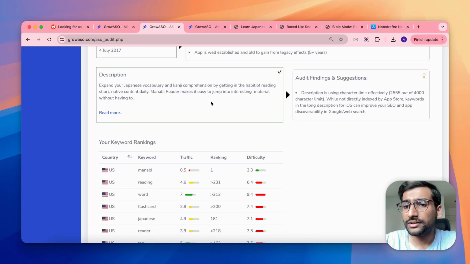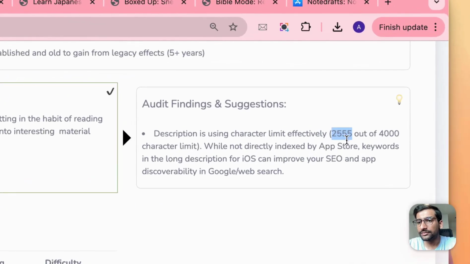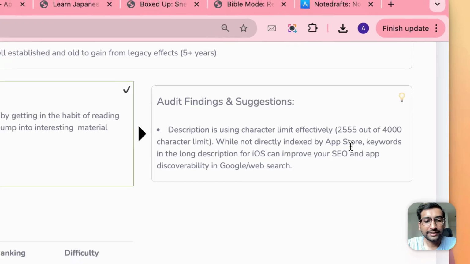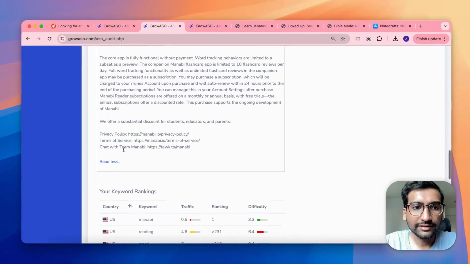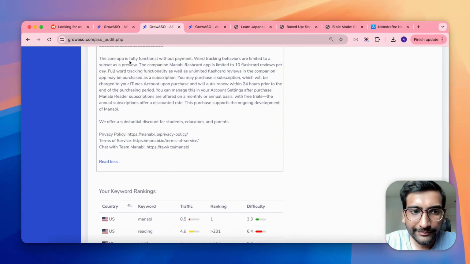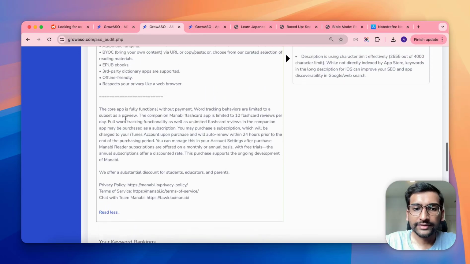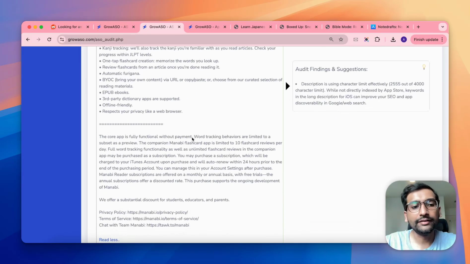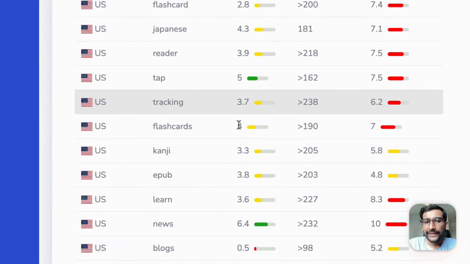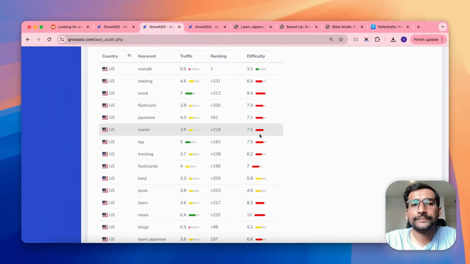Okay, and now let's look at the others. In terms of the description, it is doing a bit better than the others. It has around 2.5 thousand characters, so pretty good, better than the others in that sense. But also this part takes a lot of that space. So I'm not sure if this area is covering all of the keywords. So consider reviewing that with the Copilot. And let's look at the keyword rankings.